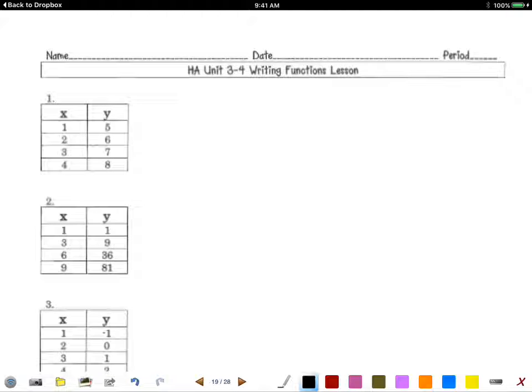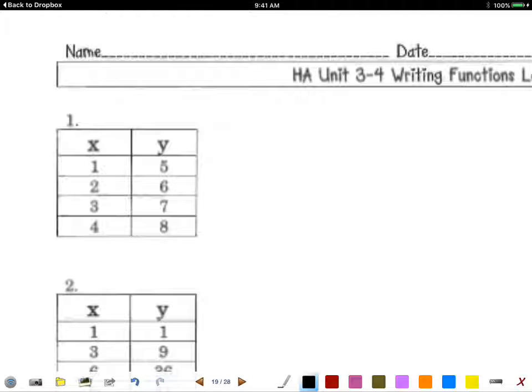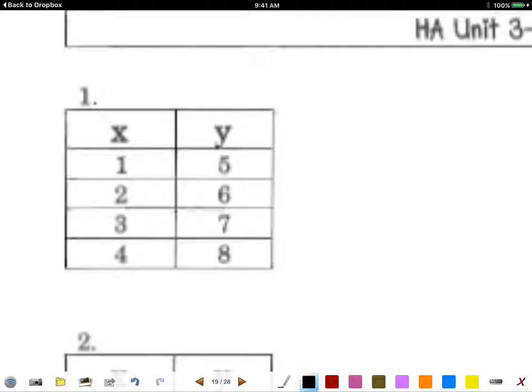Okay, today's lesson is on writing functions. So we have some tables here, and we're going to write an equation for this table. In order to do that, you want to look and see, what do I need to do to my domain value to get this range value? And it has to be the same thing happening all the way down the table.